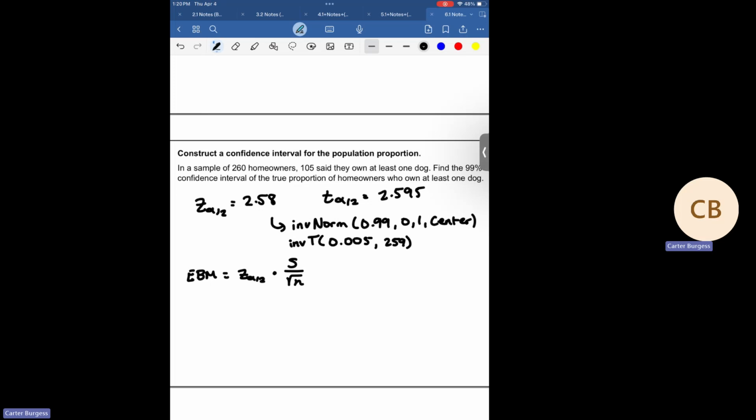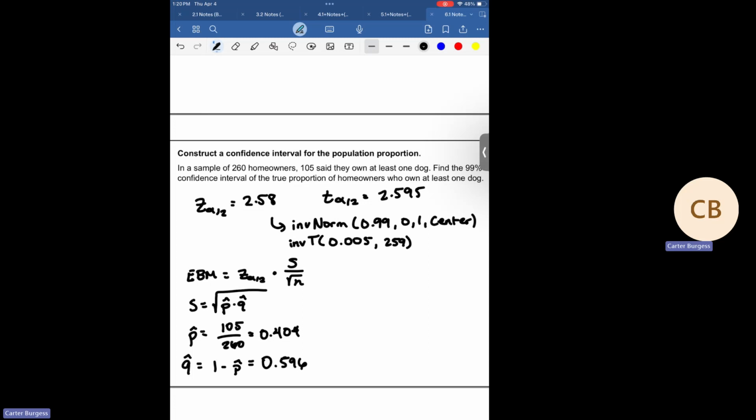So how do I find S? What is missing here? P and Q. Yeah, we need to take P and Q. We're going to take the square root of P hat times Q hat. Okay, well, what is P hat going to be? 0.404. How'd you find that, Liz? 105 divided by 260, which equals 0.404. And then how do I find Q once I know P? 1 minus P, which is equal to 0.596.